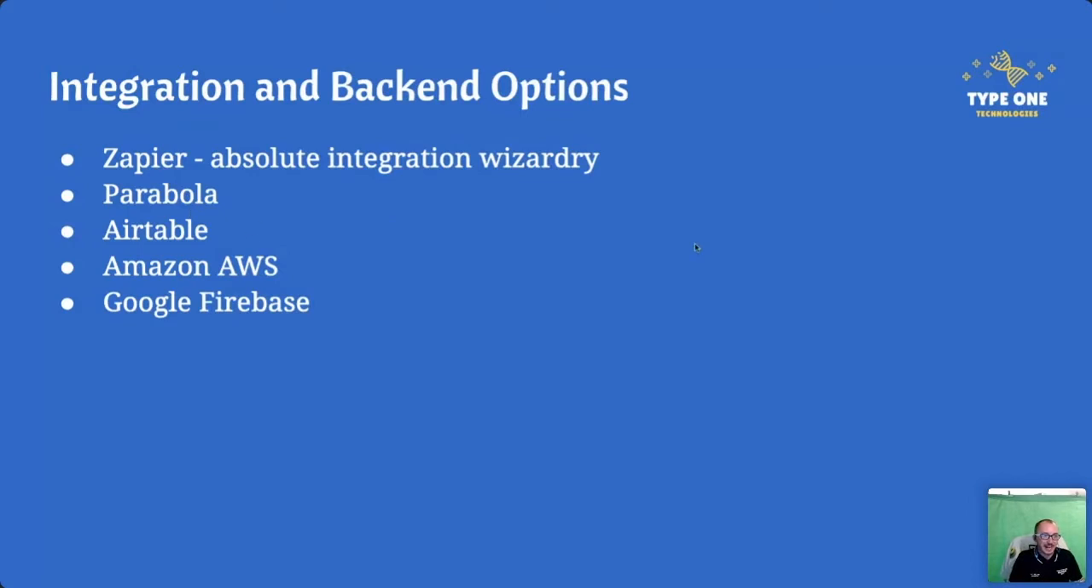Airtable is a great back-end database and information flow platform. And then, of course, Amazon AWS, which you've probably heard of. There's a whole lot of the internet hosted on AWS. And Google Firebase is Google's answer to AWS, and something that I've actually only stumbled upon myself in recent times.